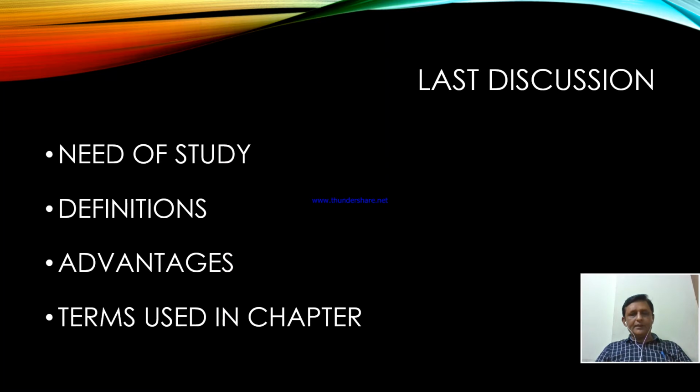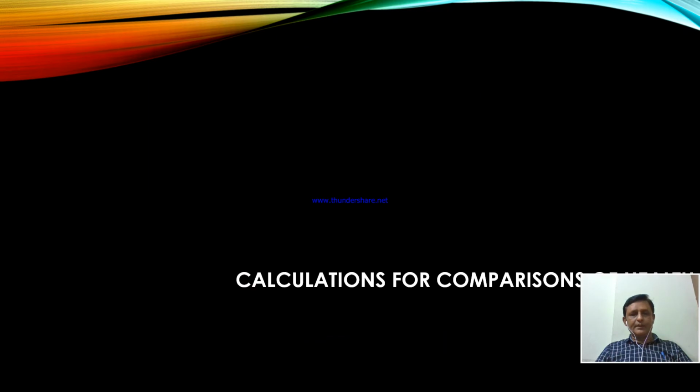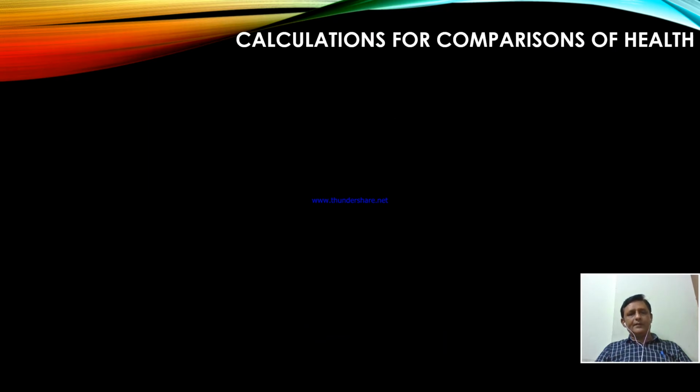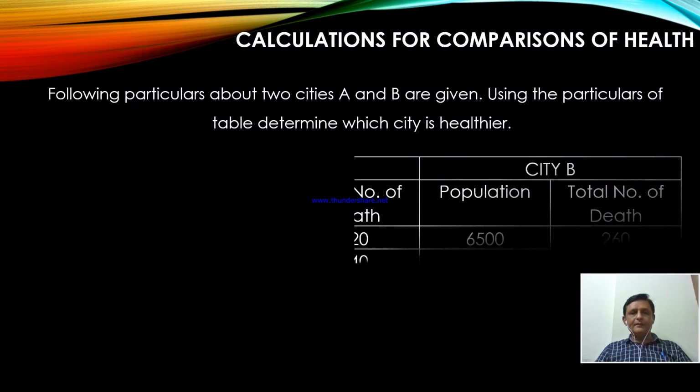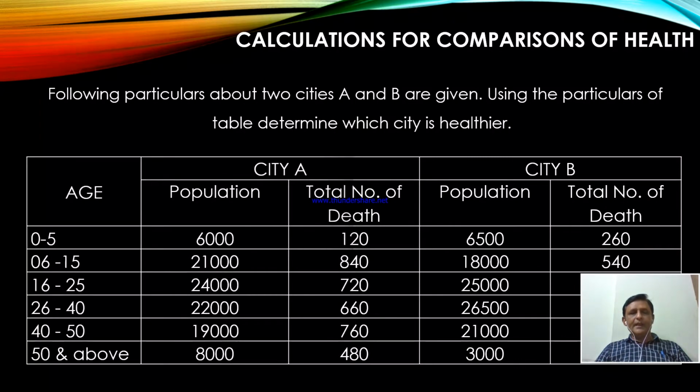So today we are going to discuss how we can compare the health of two cities. So, calculations for comparison of health. Here I have taken an example for city A and city B. So you can check the figures. First of all, let me discuss in depth the given table. The age specification is given in the first column. The next two indicate the details about city A and the last two present details about city B.